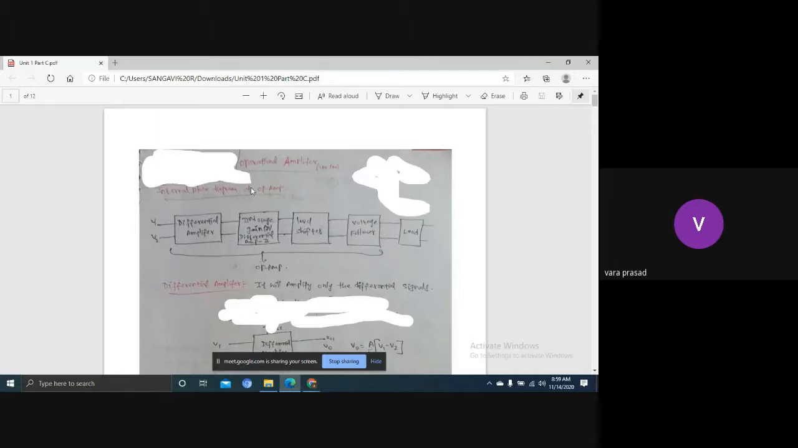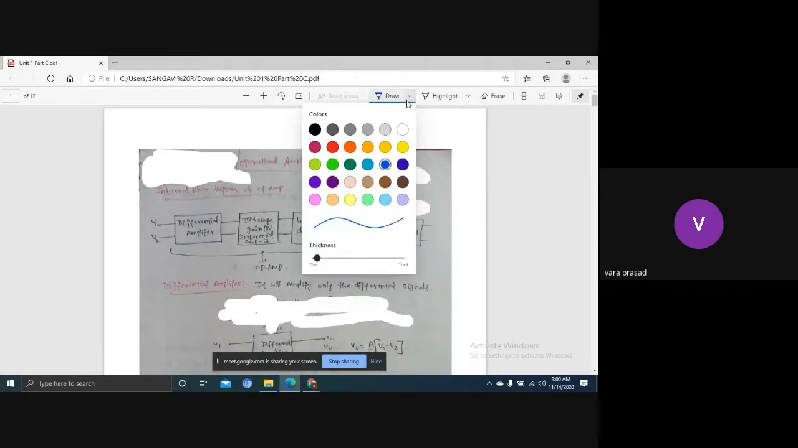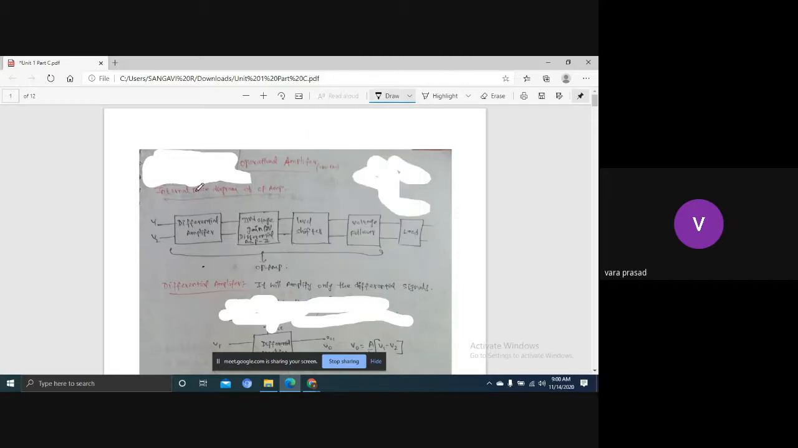Okay, this is the operational amplifier. I'm expecting a question from this. It's important. Only four small topics are there. First one is the block diagram of op amp.